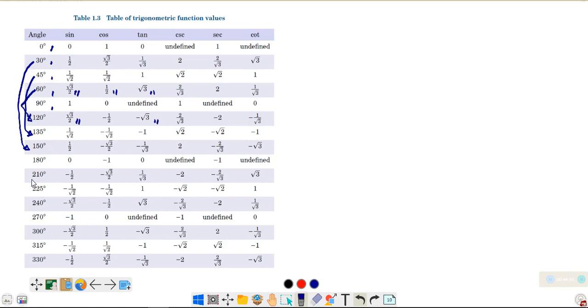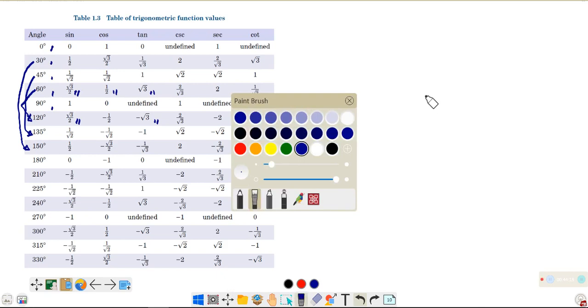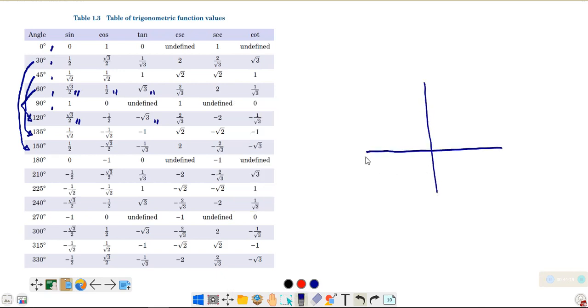Next, 210. Nasaan si 210? Drawing tayo ng Cartesian plane ulit. So, di ba ito si 180? Tapos ito si 270. 210 is on the third quadrant. And it is between 180 and 270. Closer siya dito. Ito yung kailangan natin for the reference angle, the x-axis. So, subtract 180 over 210. You will get the reference angle 30.